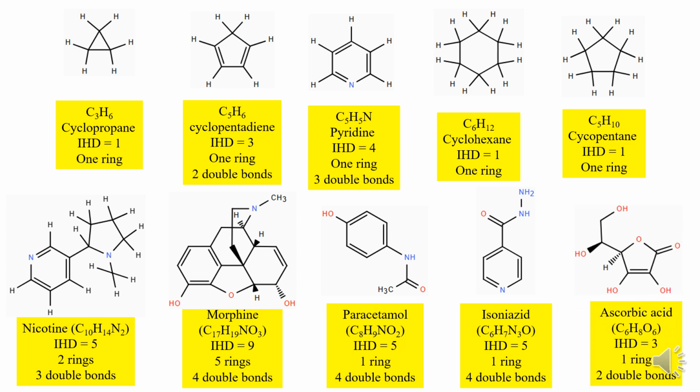And next is vitamin C or ascorbic acid. It has an IHD value of 3. The value of 3 is accounted for 1 ring, that is furan ring, and presence of 2 double bonds. 1 double bond is present in the furan ring and the other double bond is present as a carbonyl group attached to the second carbon of the furan ring.